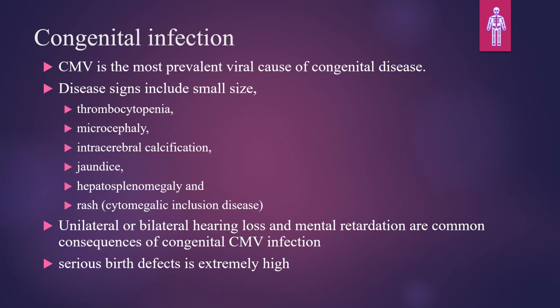Congenital infections. Cytomegalovirus is one of the most prevalent viral agents which causes congenital diseases. The disease signs of cytomegalovirus include small size, thrombocytopenia, microcephaly, intracerebral calcification, jaundice, hepatosplenomegaly, and rashes. That is, the cytomegalic inclusions are characteristic signs and symptoms.